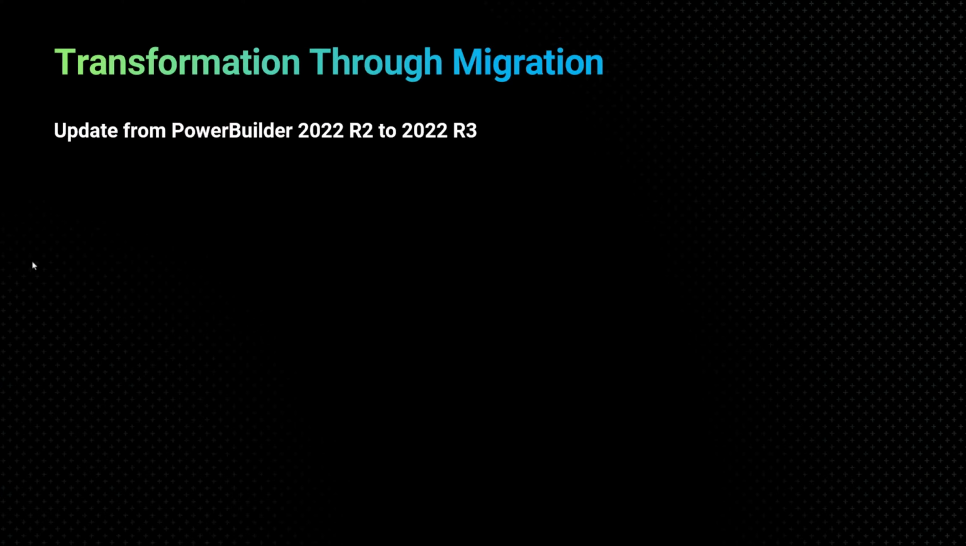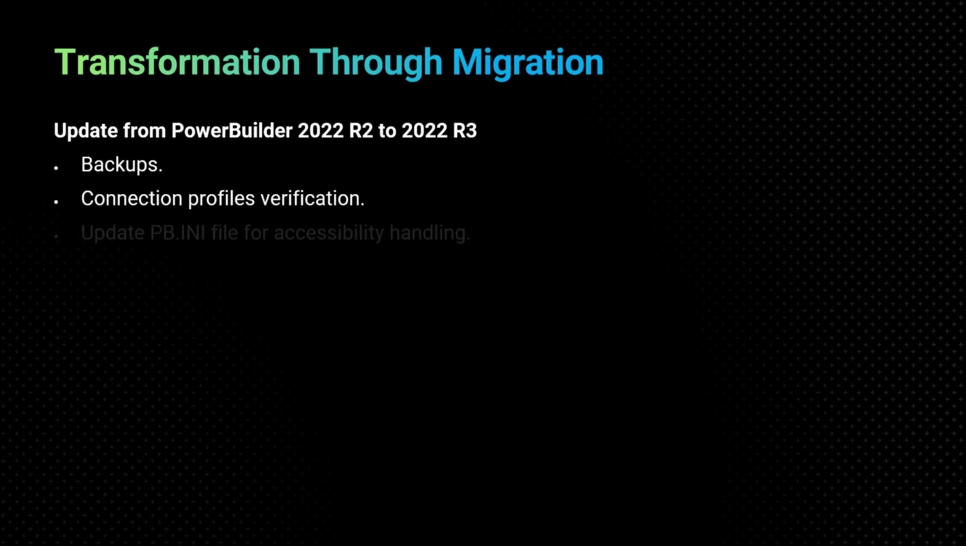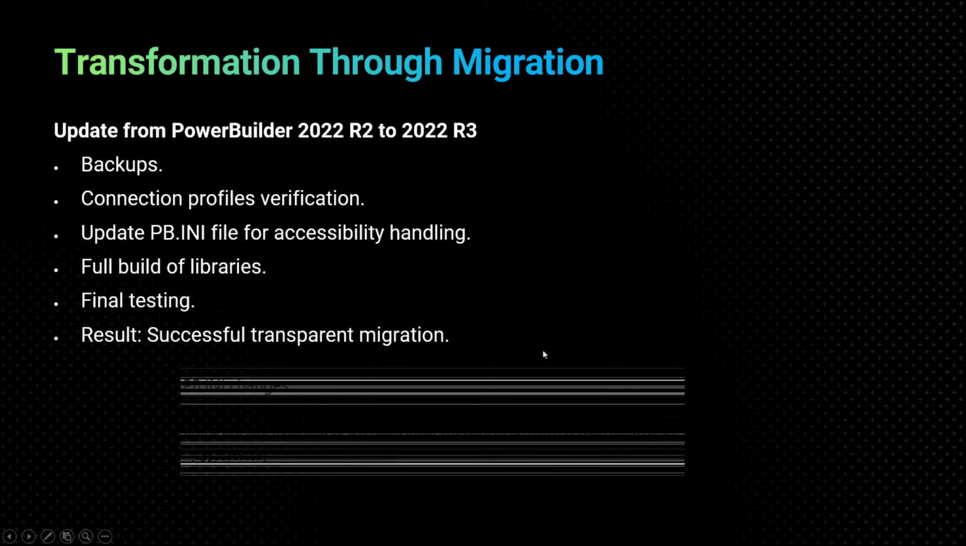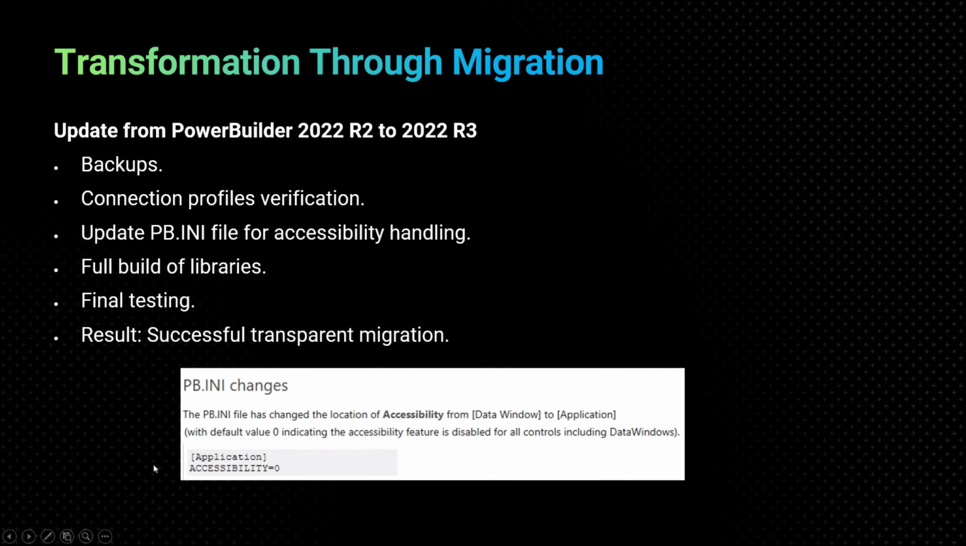Okay, continuing with the presentation, now we are going to see the update from PowerBuilder 2022 R2 to PowerBuilder 2022 R3. We got the backups, we verified the connection profiles, and we also updated the pb.ini file for the future accessibility handling. We also performed a full build of the libraries, and we did the final testing. We got as a result a successful and very transparent migration in a very short time. It only took about 2 weeks.